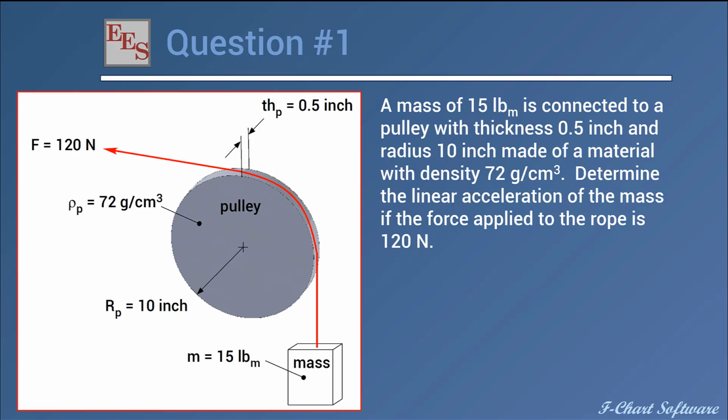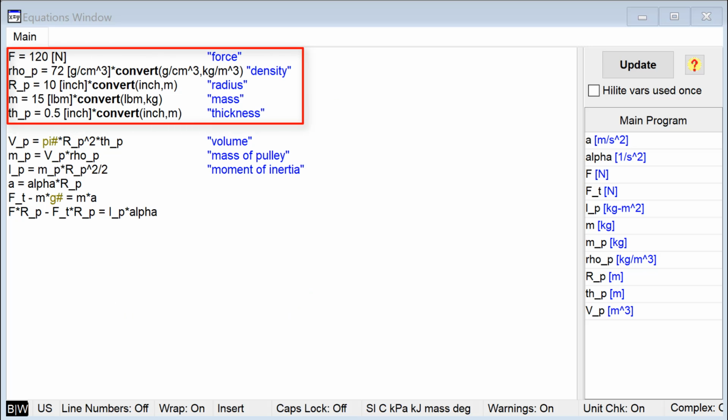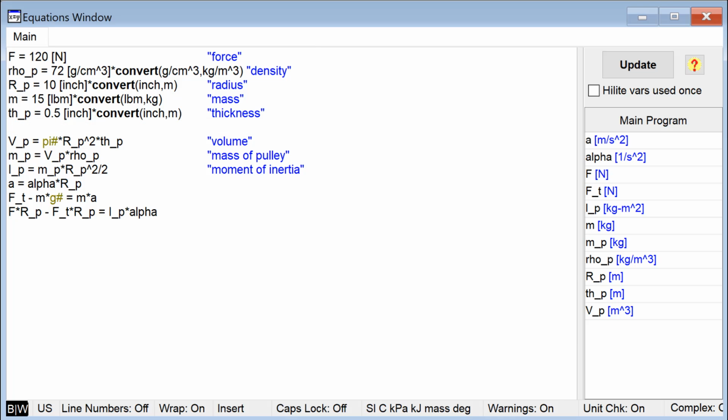So this is the solution to the problem shown here, in which a pulley is being used to lift a mass. And the problem asks for the acceleration of the mass if the force applied to the pulley is 120 Newtons. And it requires the solution to this set of equations. And so for this particular set of inputs, the acceleration is shown here in the solutions window.